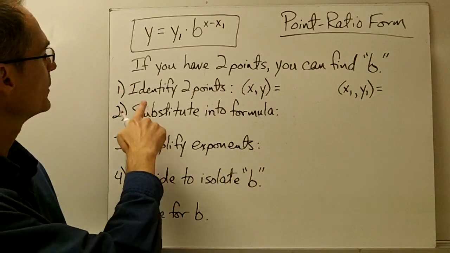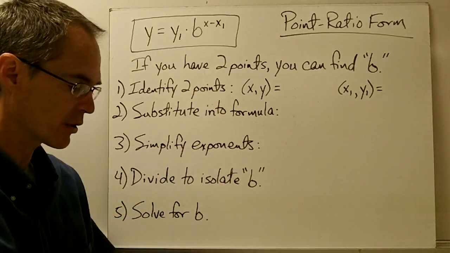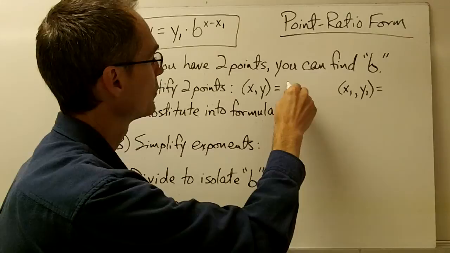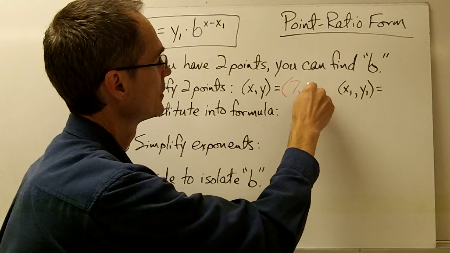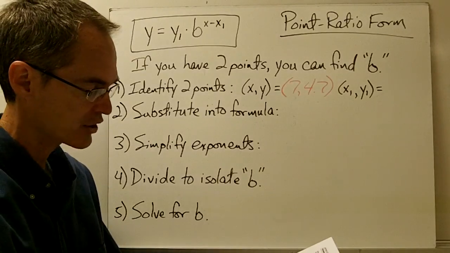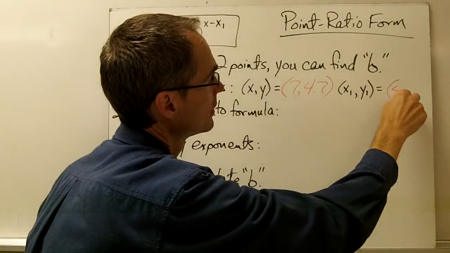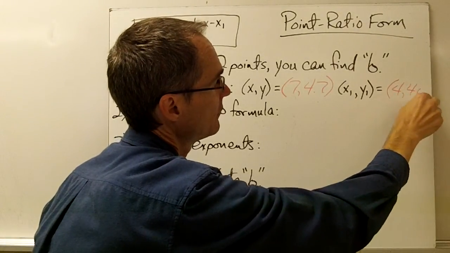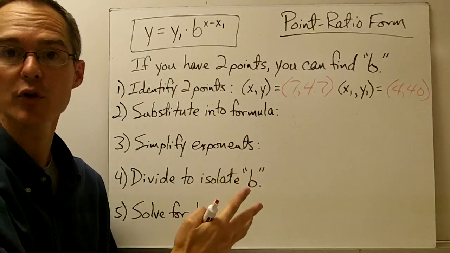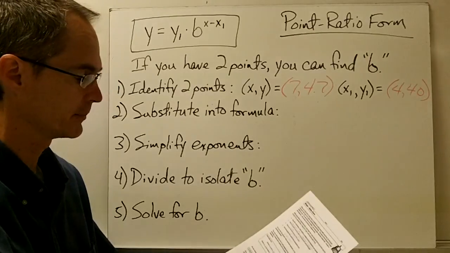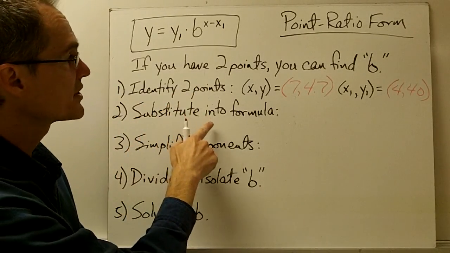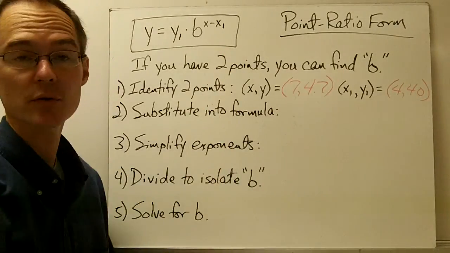So step number 1, identify our 2 points. So our 2 points, we have x comma y, I'm going to call this one 7 and 4.7 from the notes, and x1, y1, 4 comma 40. Now it turns out you could swap these points around. It doesn't really matter what order you put them in, but we're just going to put them in this order here. All right, step number 1, identify the 2 points.